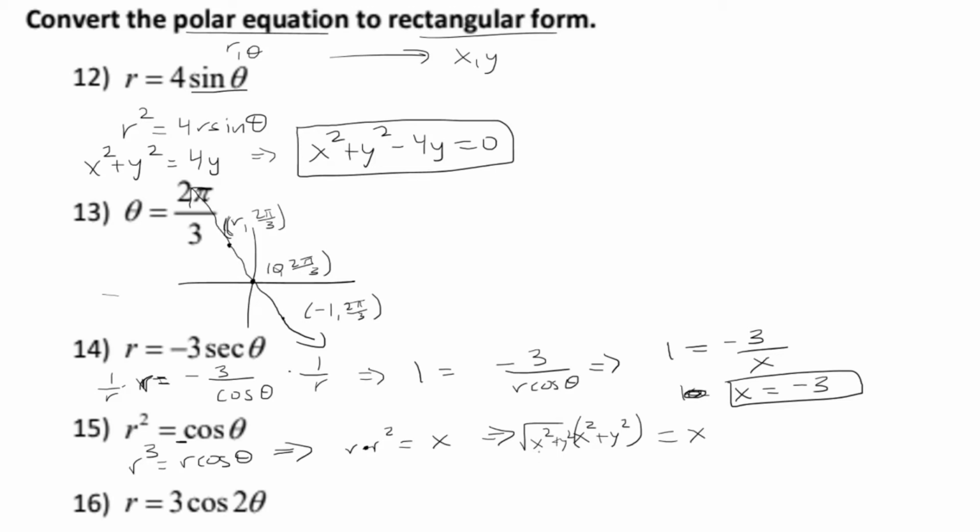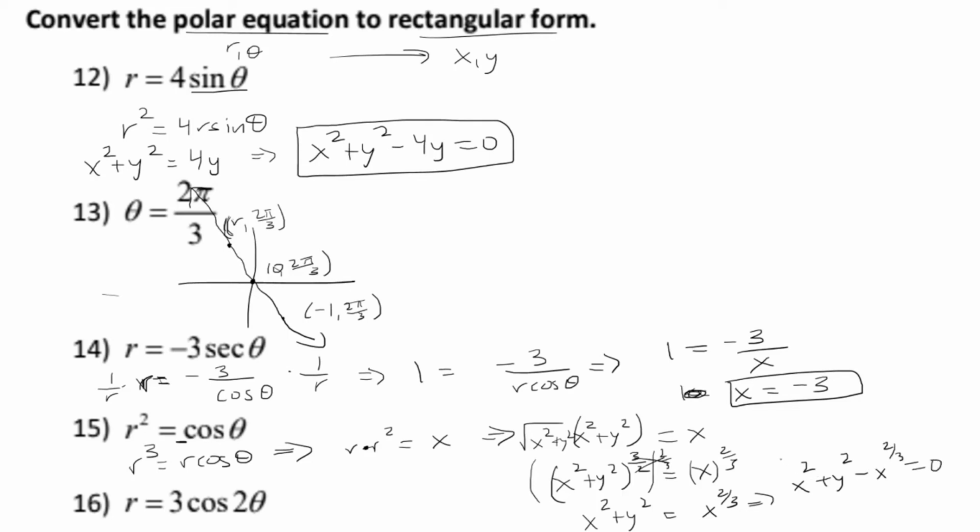So the square root of x squared plus y squared times x squared plus y squared would just be x squared plus y squared raised to the 3/2 power, and that is going to equal x. Next, I'm going to raise both sides to the 2/3 power. So the 3/2 and 2/3 will cancel, and I'm left with x squared plus y squared equals x to the 2/3. I'm going to bring the x to the 2/3 over and have x squared plus y squared minus x to the 2/3 equal to 0. So this is the answer to 15.